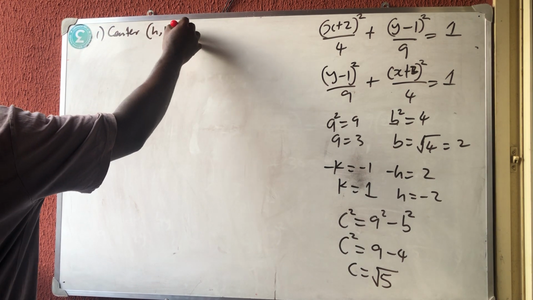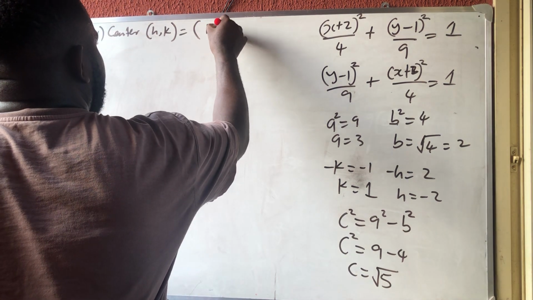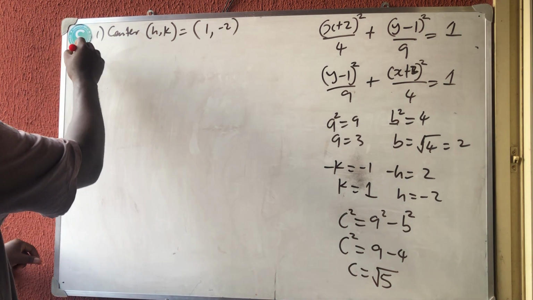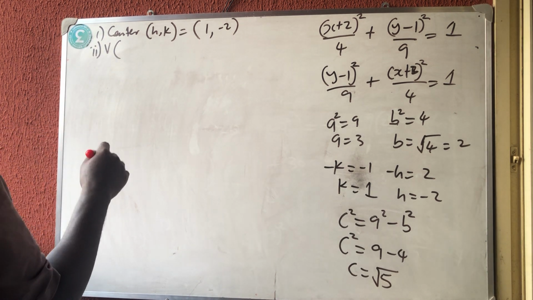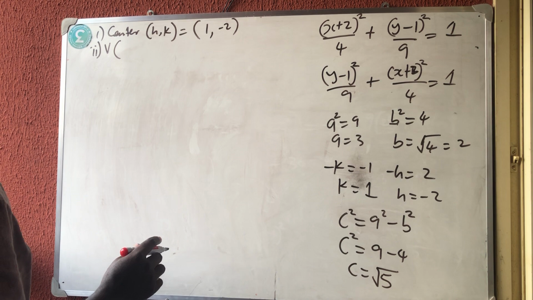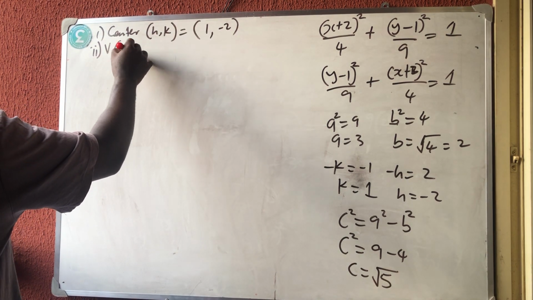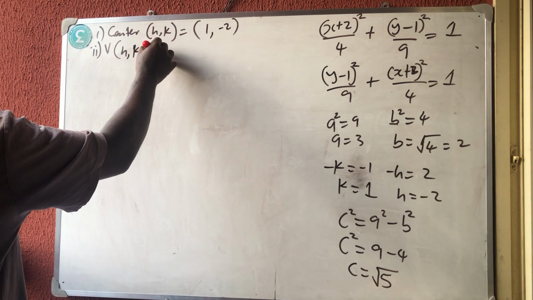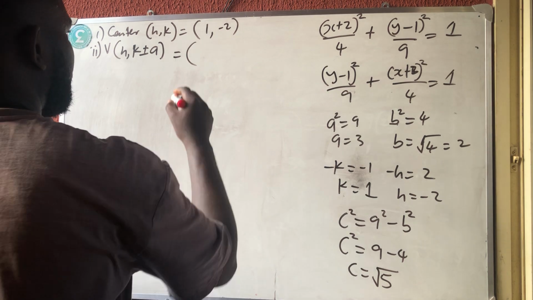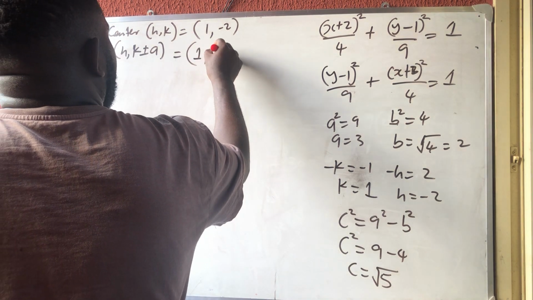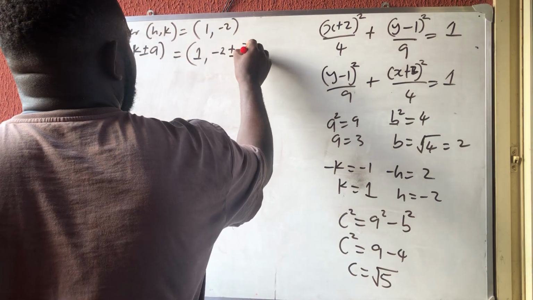The center h comma k is what? 1 and minus 2. Okay? The next thing they say we should find is the vertices. You are adding a to the side. It is parallel to the y axis, so I'm adding a here. So it should be h comma k plus or minus a, which is 1 comma minus 2 plus or minus my a, which is 3.